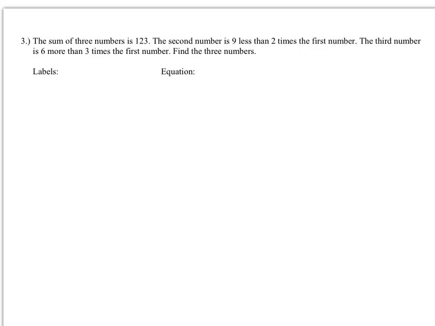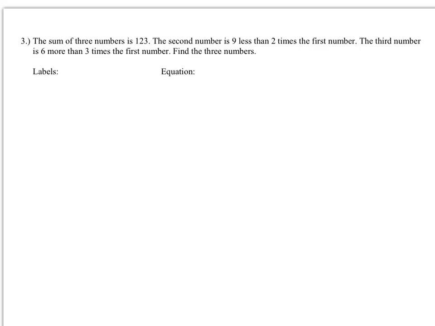All right, question number 3. Question number 3 says the sum of three numbers is 123. The second number is 9 less than 2 times the first number. The third number is 6 more than 3 times the first number. Find the three numbers. Oh my gosh, that sounds crazy. That's why we have to read things over and over again.